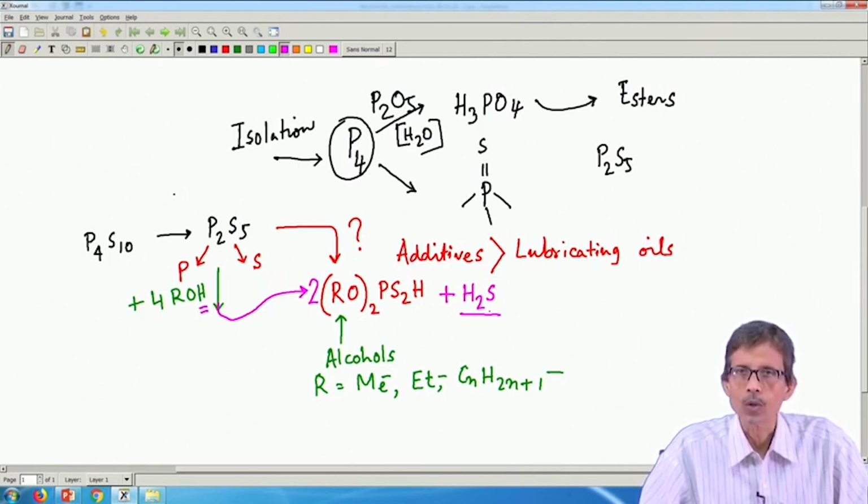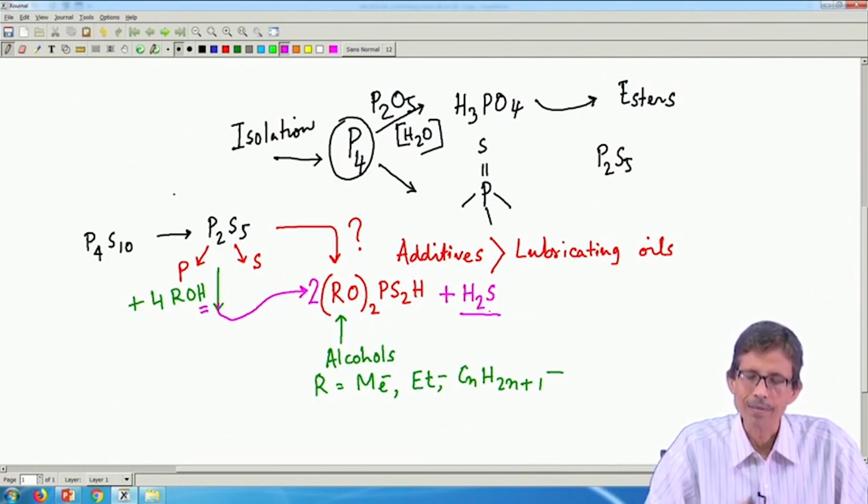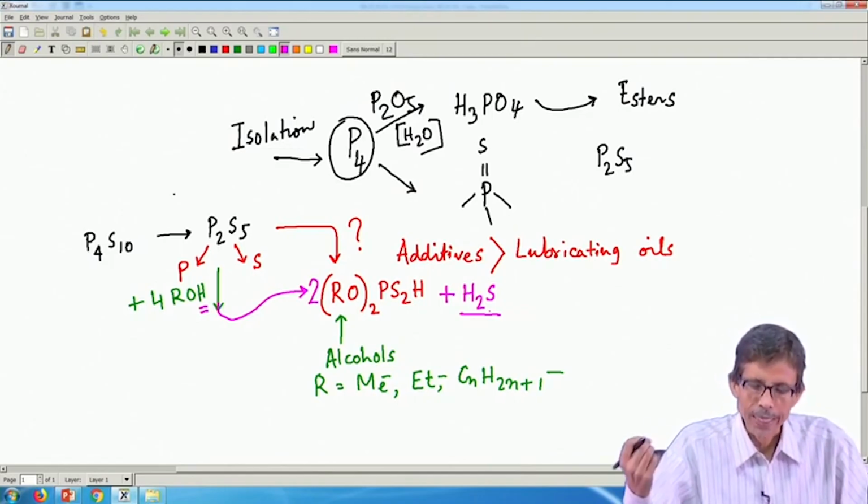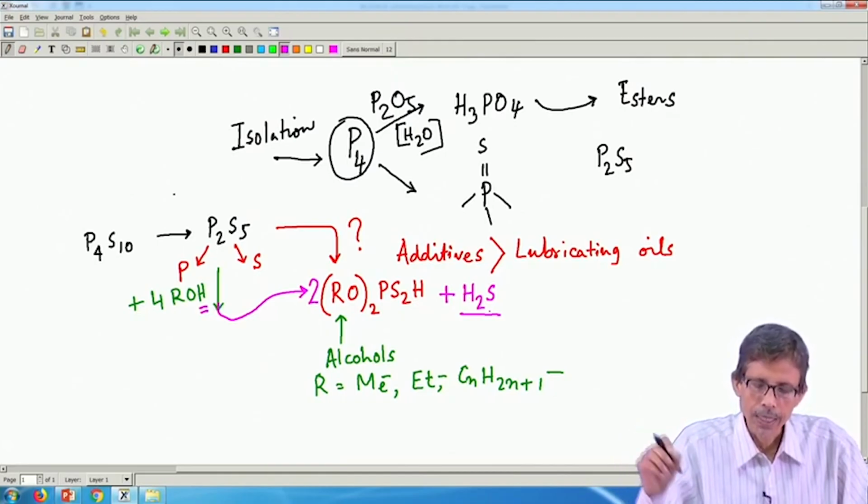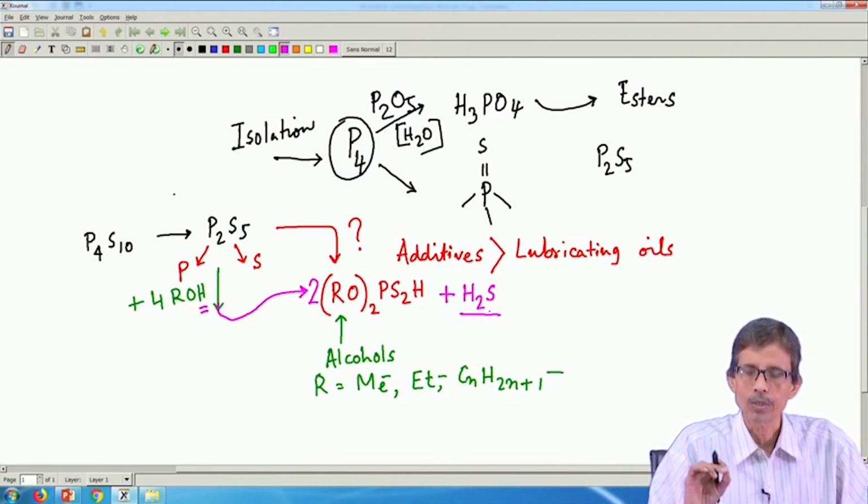So, we should have a closed chamber, and whatever gas is produced from there should be taken out through a nozzle or any other mechanism so that you can store it somewhere and utilize it for making some other sulfide salts.